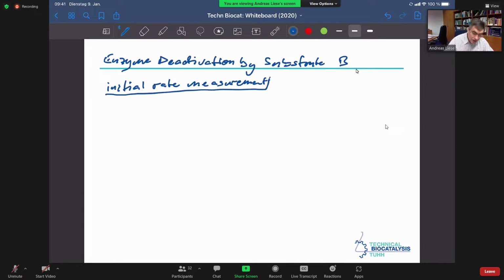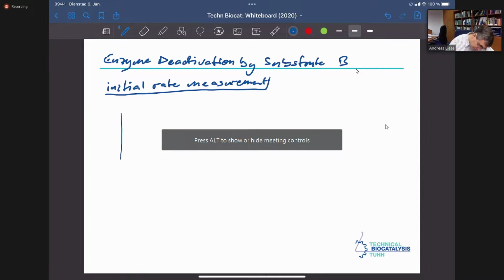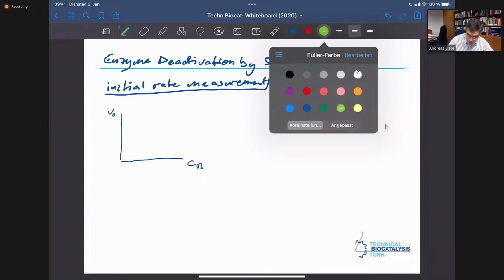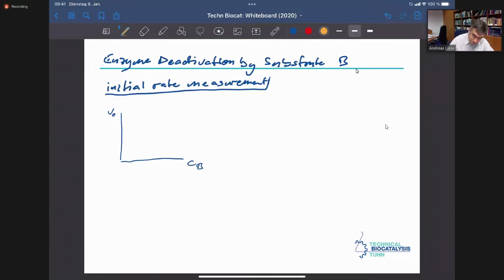And if we analyze this, we come to the standard Michaelis-Menten plot, which is initial rate versus concentration of B. And then we do have here the normal expected hyperbolic course of the Michaelis-Menten rate with Ca equals constant. So that was what we were doing the whole time.